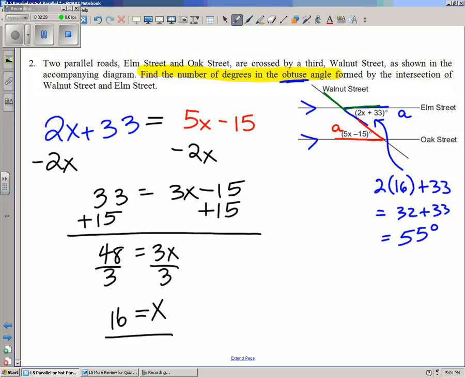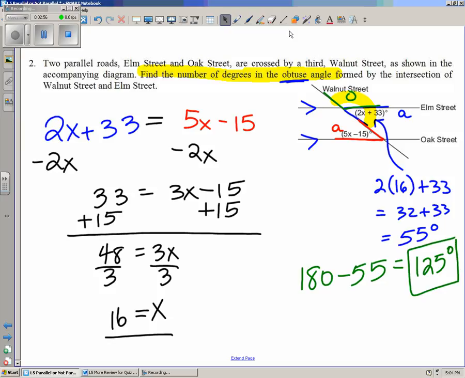And what we learned in class was any acute plus any obtuse is equal to 180. And if you notice, that makes perfect sense because the acute and the obtuse, in this case, form a line. And we know a line has 180 degrees. So what we can do is take our angle that we just found, 55, and subtract from 180 to find the obtuse angle, which is 125 degrees. And 125 degrees is the final answer to the question.